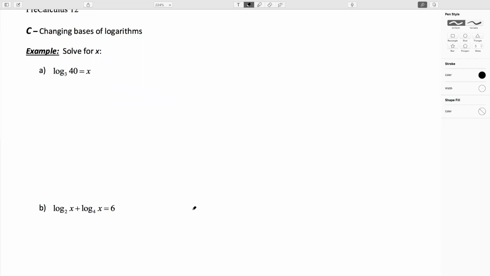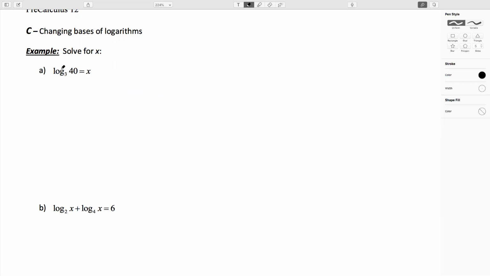Question C, changing the bases of logs. So this is the third type of problem, and it's not necessarily the harder of the three. It's just different. So we need to calculate a logarithm that we don't actually have in our calculator. Some of you with the fancy calculators might be able to do this, but most of us don't. So we can simply use the change of base formula to just rewrite this log.